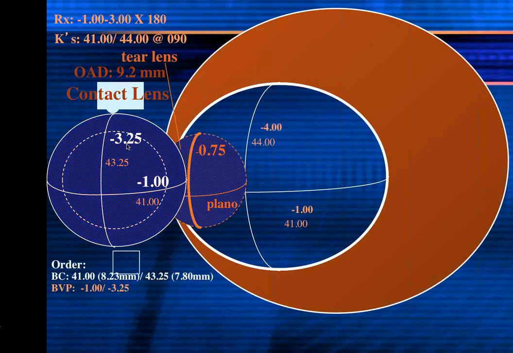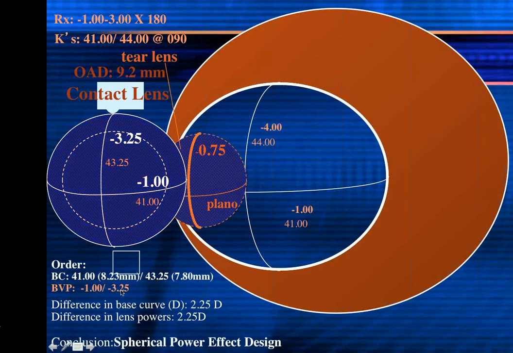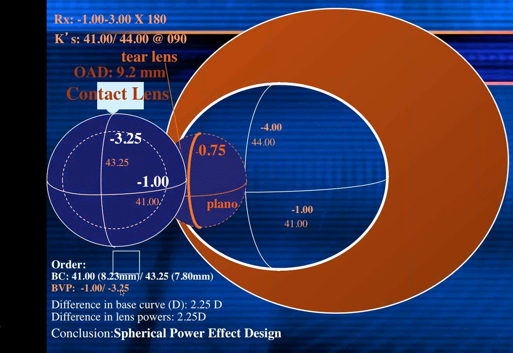You'll have the order, base curve radii, back vertex power. The difference in base curve radii is 2.25, as you can tell right here. The difference in powers, again, 2.25. And you know what that means? It's a spherical power effect design. So that lens can rotate all at once on the eye, doesn't affect vision.